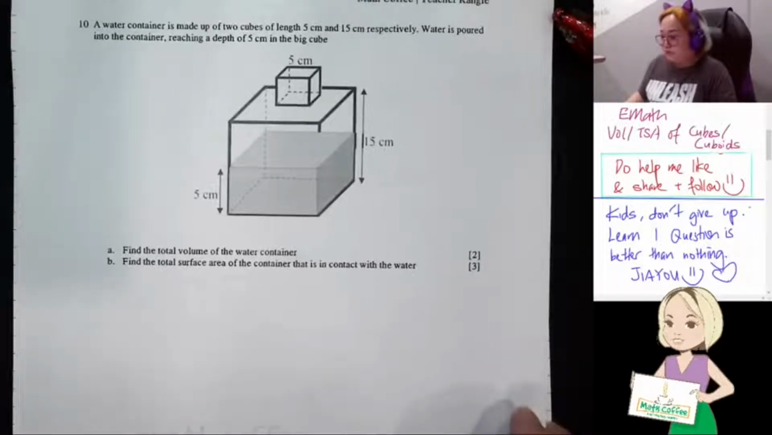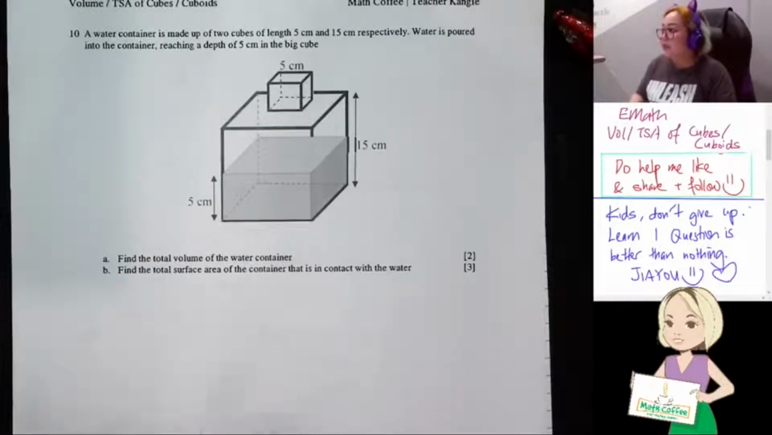Okay, now we are going to be at the last question. So of course the difficulty increased a little bit.